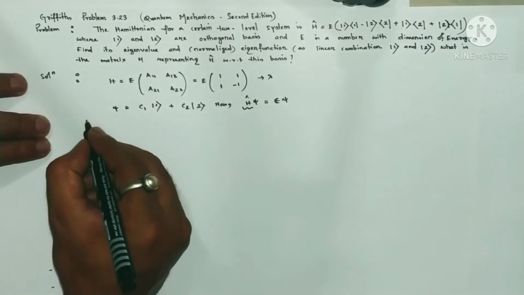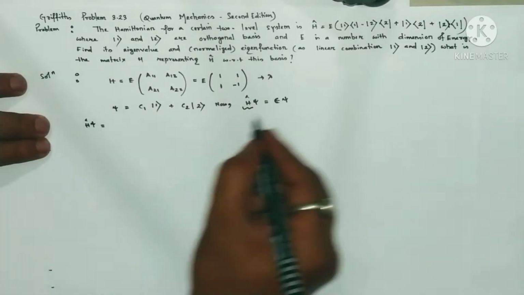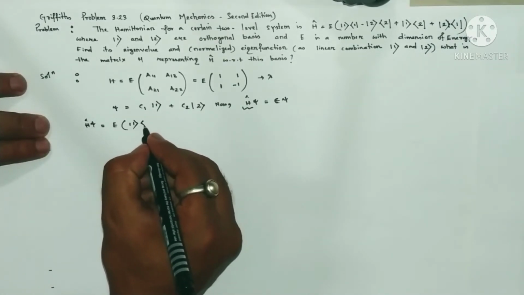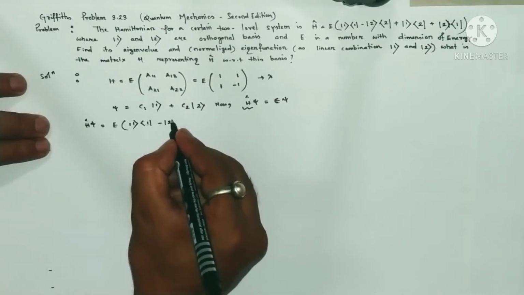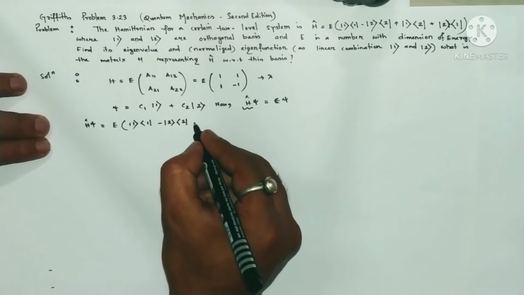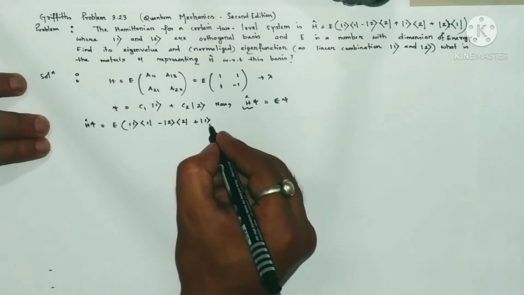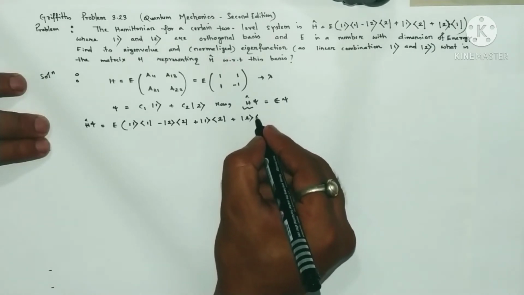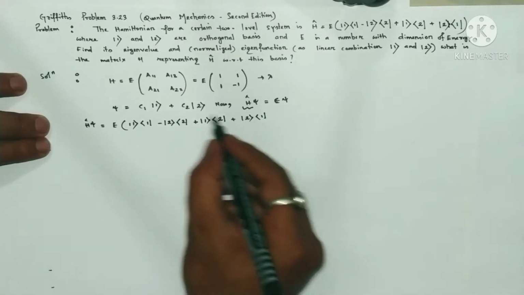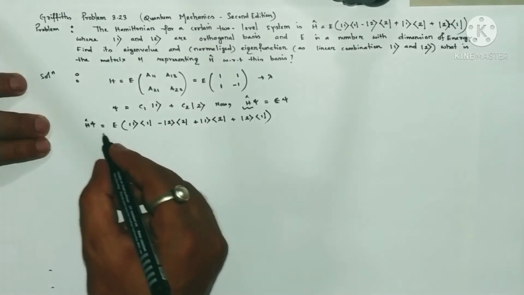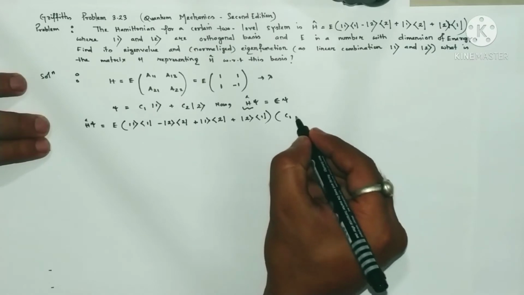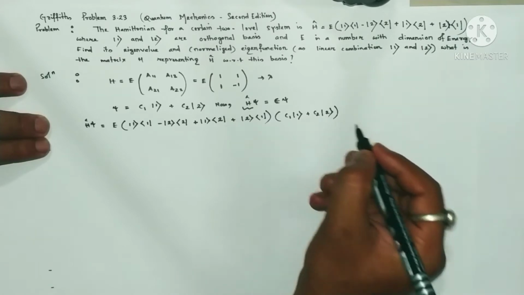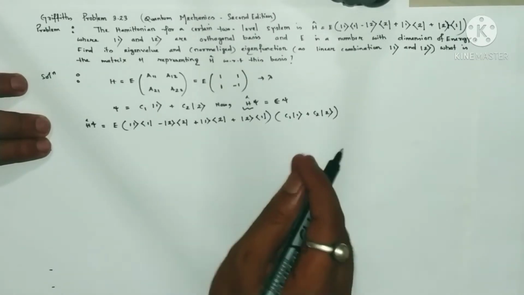So H operating on psi: the operator is E times the outer product |1⟩⟨1| minus the outer product |2⟩⟨2|, then the outer product |1⟩⟨2| plus the outer product |2⟩⟨1|, right? So this is the Hamiltonian operator. Then we have psi, where psi is expressed as C1|1⟩ plus C2|2⟩. Now we will be multiplying these two factors.